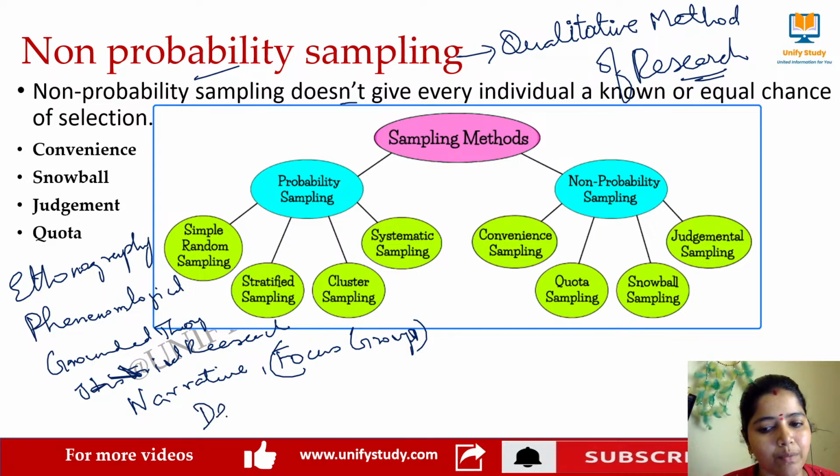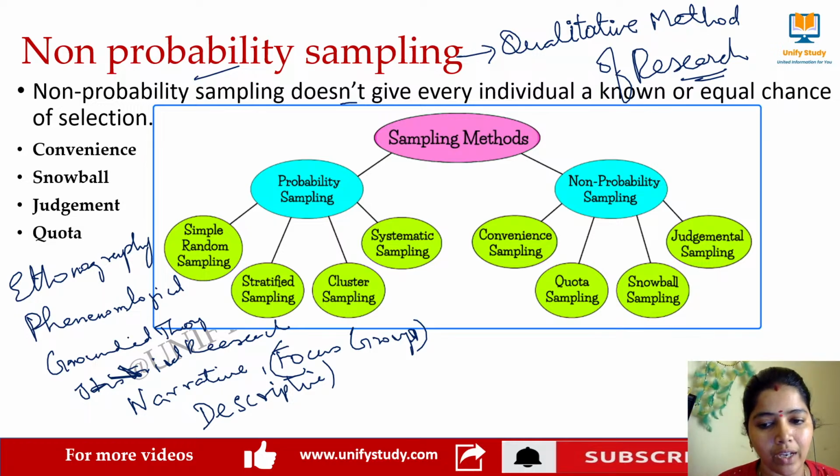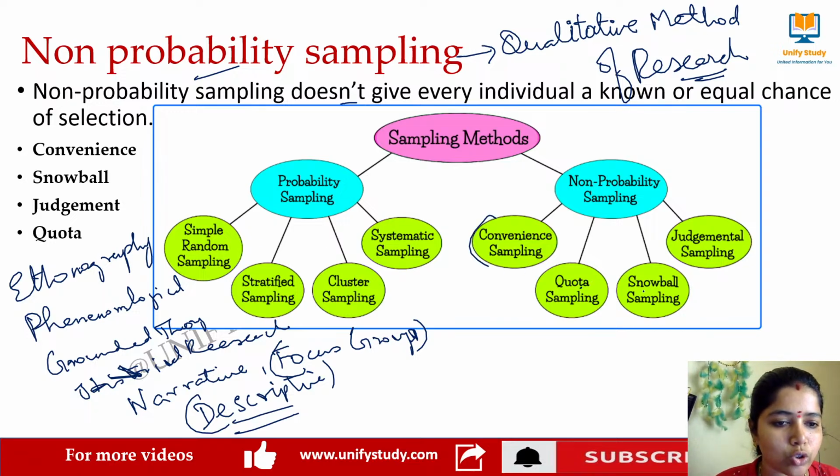Sometimes descriptive also comes under the qualitative, depending upon the content. So these are all the major types of non-probabilistic sampling methods: convenience, quota, snowball, and judgment, and these are used in qualitative methods of research. These are all the qualitative types of research. Here, when we collect data, we use these methods.